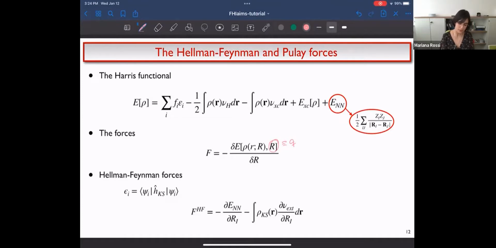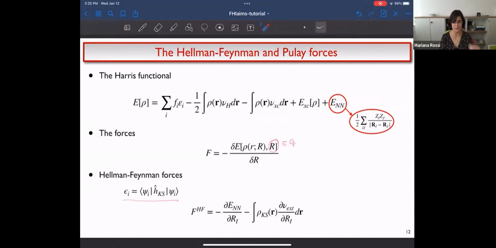And then the Hellman-Feynman forces come from the fact that you can write the Kohn-Sham eigenvalues as the expectation value of the Kohn-Sham Hamiltonian in the Kohn-Sham orbitals. This epsilon is like this epsilon. And then you see that the Hellman-Feynman term is simply this one. So it's the explicit derivative of that term with respect to nuclear positions. So you have a term coming from E_NN, and you have a term coming from the external potential in this Hamiltonian. It doesn't appear exactly here, but if you write the expressions, it's easy to see. So these are the Hellman-Feynman forces.